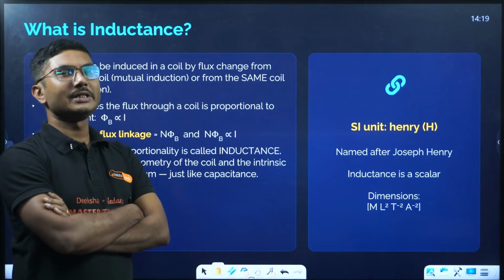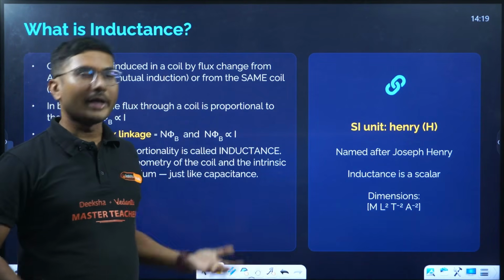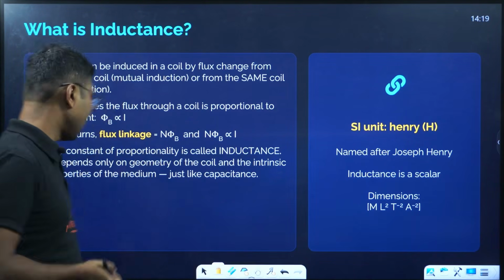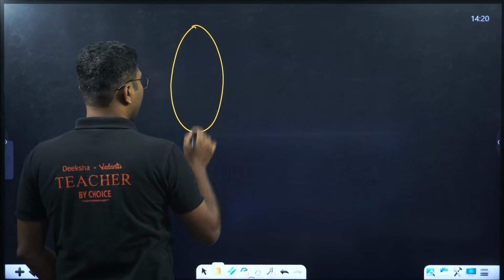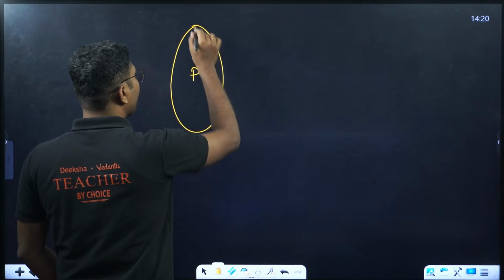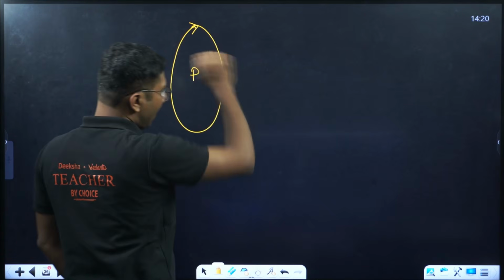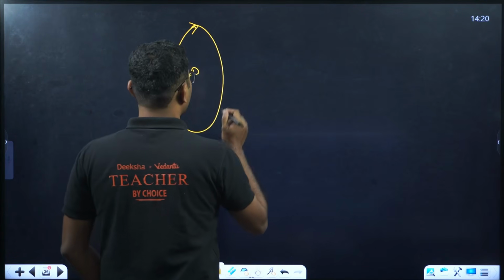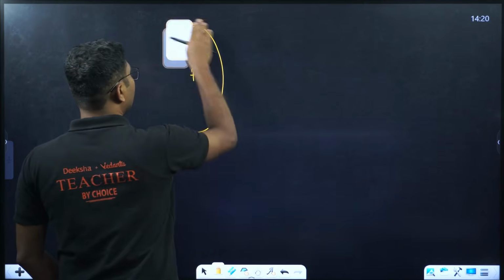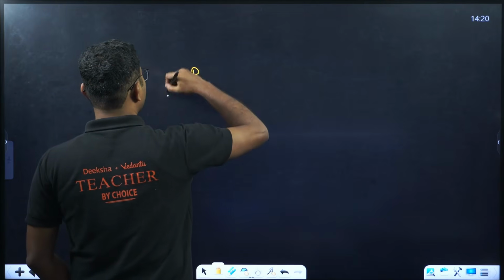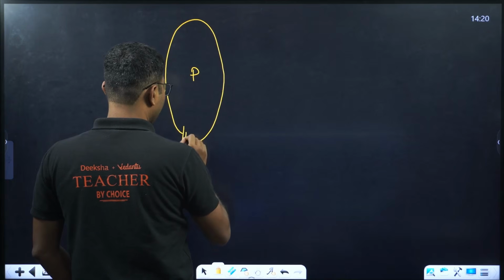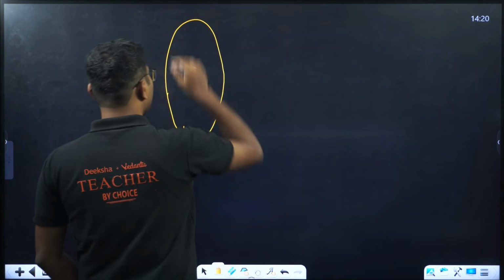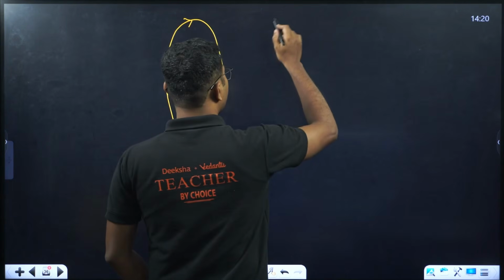So mutual means a change in one affects the other. Suppose we have a coil here, say a coil P through which some current is passing. This has a battery or some source attached to it. I am using a simple battery. Some current is flowing here. And we have a second coil.